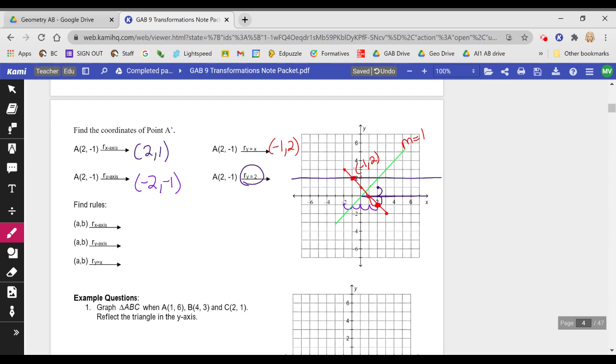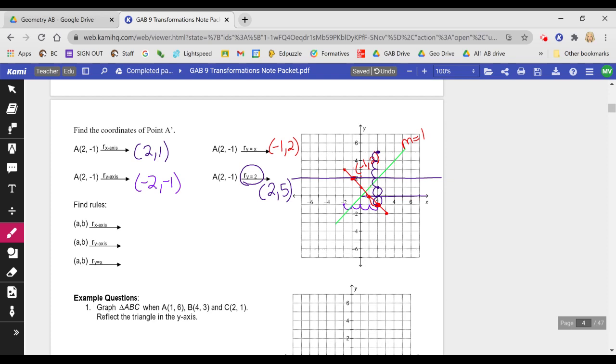And now my point is 3 below that. 1, 2, 3. So my new point is 3 above it. 1, 2, 3. So my point is up there, which would be the coordinates 2, 5. So when we're talking about a horizontal line or a vertical line, we count how far we are and go the exact distance on the opposite side.